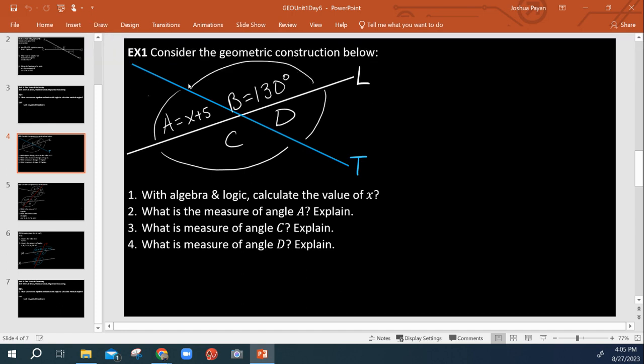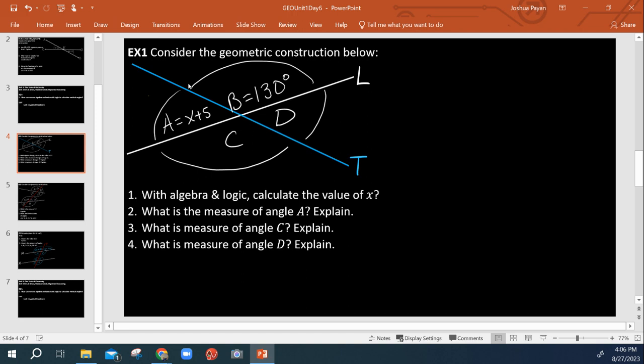Okay, so this video is going to serve as our vertical angles with respect to algebraic reasoning video. So this is our day 6 of Unit 1 in geometry video, basically. And we're just going to work through a few examples.